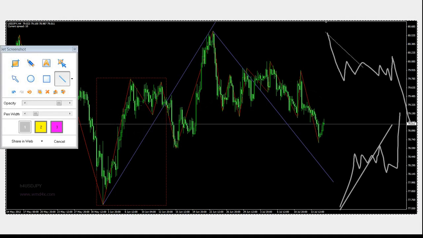But I don't mind playing with this kind of stuff if you find a way of making it easier to identify point two. So point one is quite easy. It's going to be pretty much the origin of the move. That's where point one is going to be.